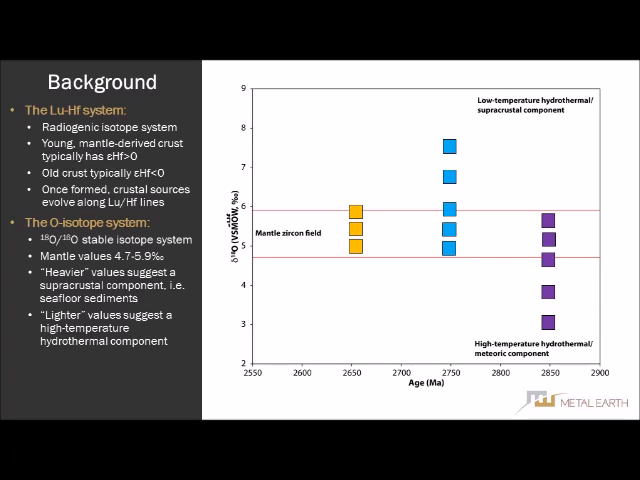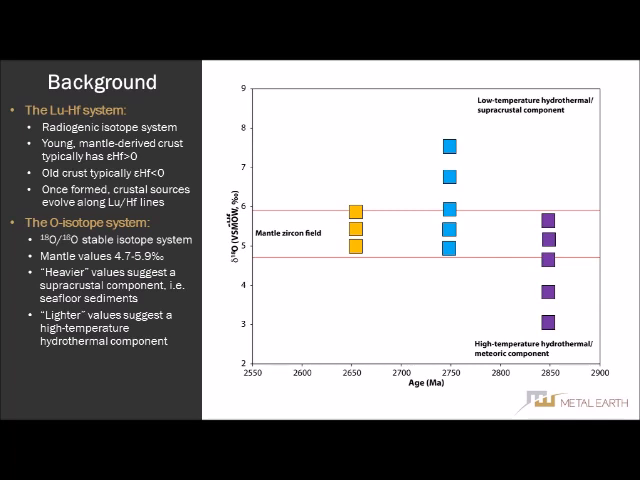If there's no mantle component, then we'll simply see reworking of that crustal source, and it can still be juvenile in terms of its positive value. It's still juvenile crust, it's just being reworked by this later event. So that's the hafnium systematics.